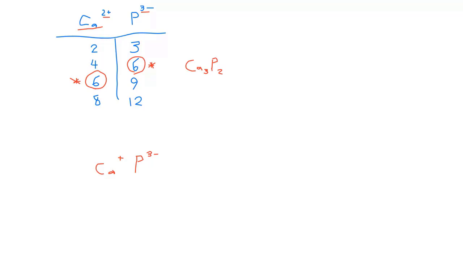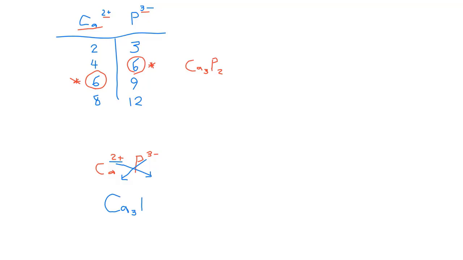The crisscross method says, well, okay, I'm going to take my charge here and bring it down to make it the subscript here. The charge for phosphorus, bring down as the subscript here. I'm not just going to write the charges as positives or negatives, I'm going to actually just take the absolute value. In other words, this 3 minus tells me I need 3 calciums, this 2 plus tells me I need 2 phosphoruses. This is going to give me Ca3P2.